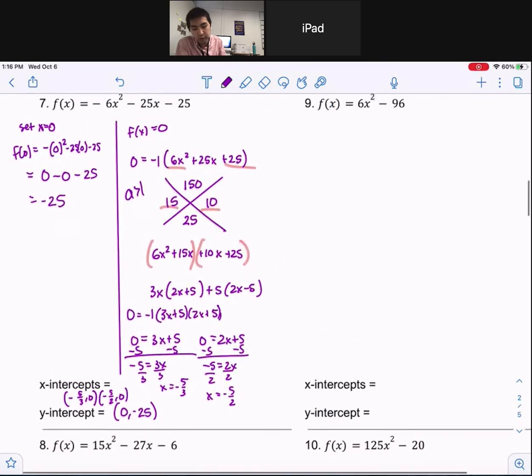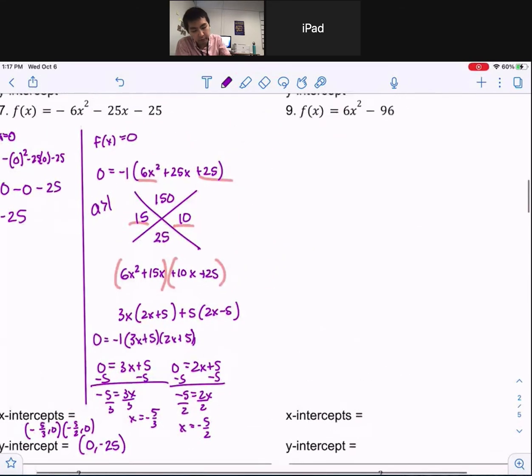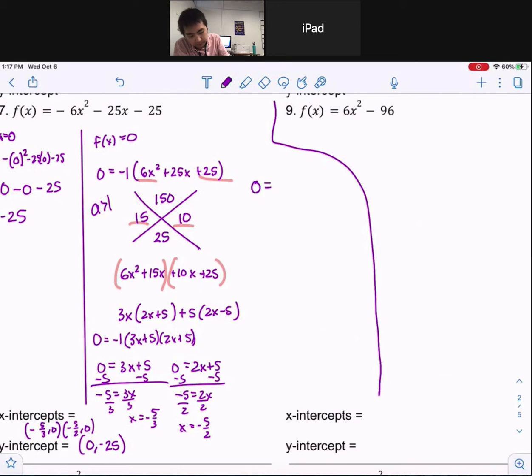Now, if you were to do this the guess and check way, you would first have to factor out the negative sign. So you would get 6x squared plus 25x plus 25. Factors of 6 are 1 and 6, and 3 and 2. Factors of 25 are 1 and 25, and 5 and 5.